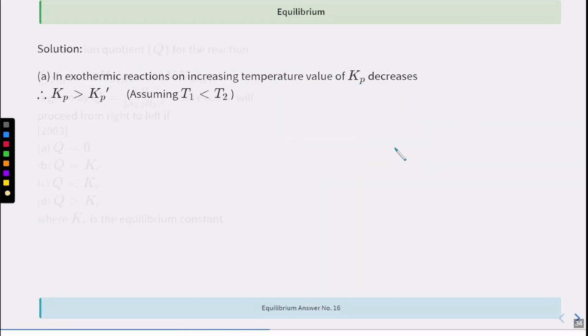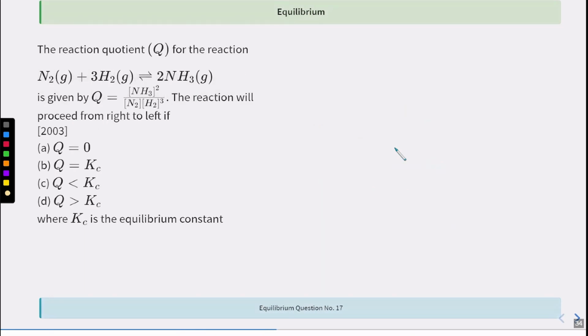All right. The reaction quotient of this is given by this. Will this reaction proceed from right to left? Firstly, we need to understand the difference between the reaction quotient and the equilibrium constant. For that, let us assume that we have our standard equation now: A plus B gives C plus D. So A plus B is giving rise to C plus D.